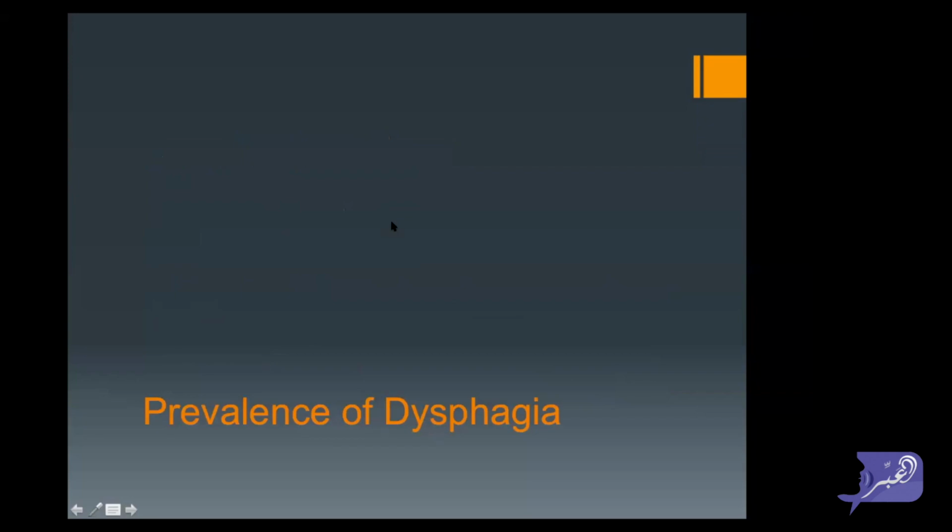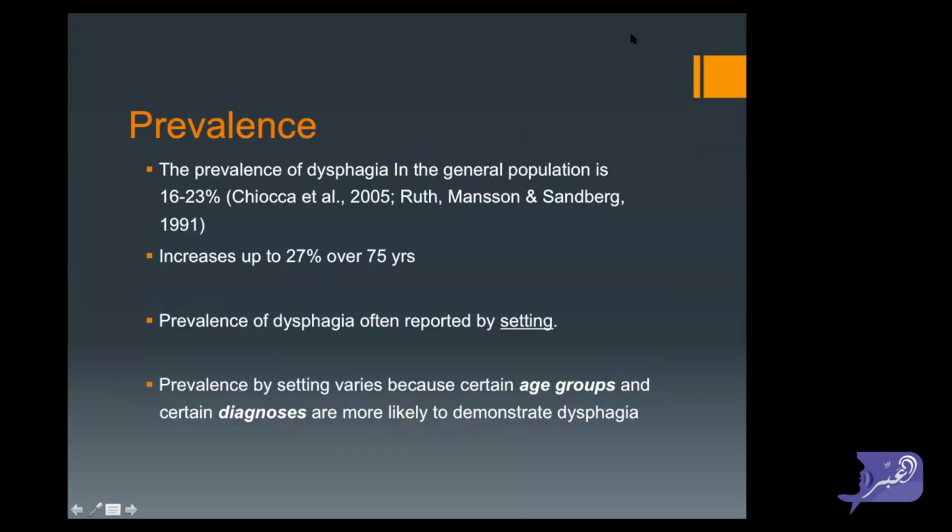Okay, so the prevalence of dysphagia. Typically, when we talk about the prevalence of dysphagia, we talk about it in terms of population settings. The prevalence of dysphagia in the general population, so if I go out and I take a bunch of people and I screen them for dysphagia, we'll find 16 to 23% of those individuals have some kind of a swallowing problem, whether they are aware of it or not. 16 to 23%, a little bit high, I would think. But if we look at the age groups, once we hit 70 years old and above, we see the numbers go up. So 27% of individuals over the age of 75 will have some form of dysphagia.